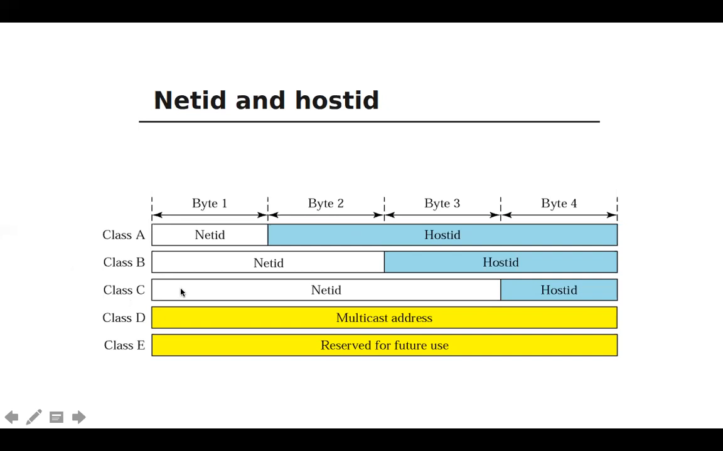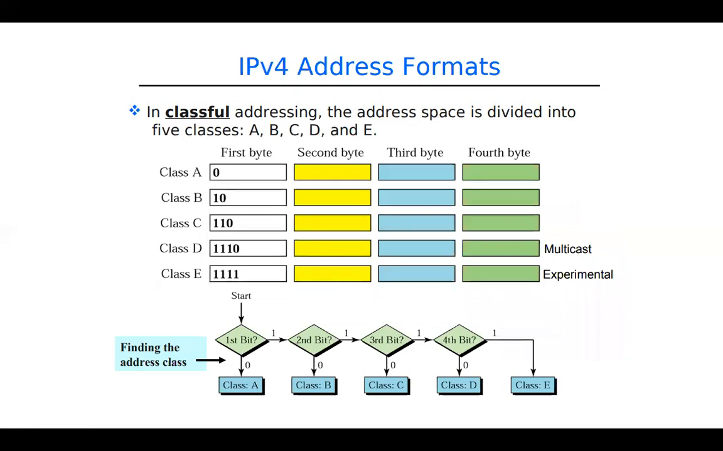For class C, bytes 1, 2, and 3 are the net ID, byte 4 is the host ID. For class D, all bytes, byte 1, byte 2, byte 3, and byte 4, are the multicast address. And for class E, byte 1, byte 2, byte 3, and byte 4 are reserved for future use. So these are the IPv4 address formats.